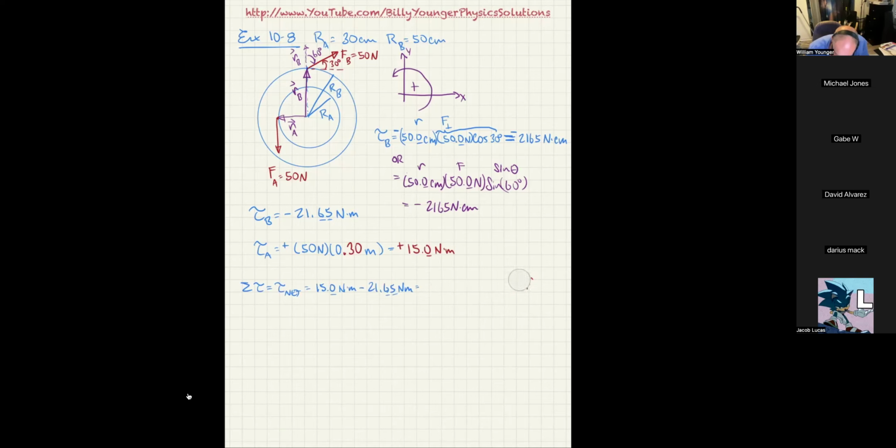So I've got to erase that, which I had saved because I was hoping it would still come out the same, but it did not. So 15 minus 21.65 gives me negative 6.65 Newton meters. And again, the sig fig rules dictate that neither one had any decimal places, so the answer can't have any decimal places. Hence, this is only a one sig fig net torque. And the fact that it's negative means that it's clockwise.